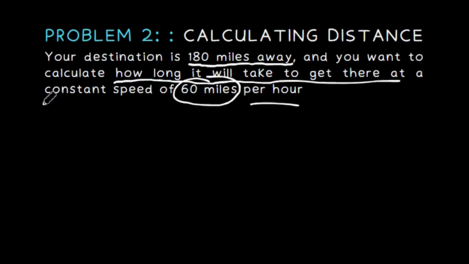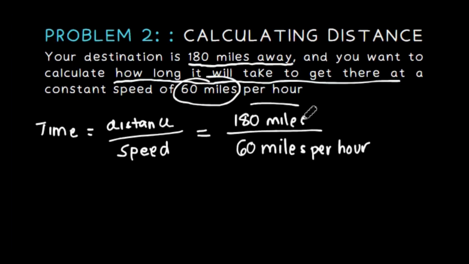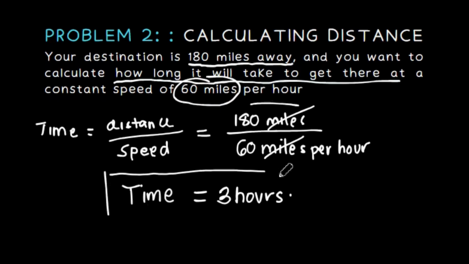To calculate the time it takes, we use the formula time equals distance over speed. So, time is equal to 180 miles over 60 miles per hour. The unit miles cancels out, leaving us with time equals 3 hours. You can reach your destination in 3 hours if you maintain a speed of 60 miles per hour.